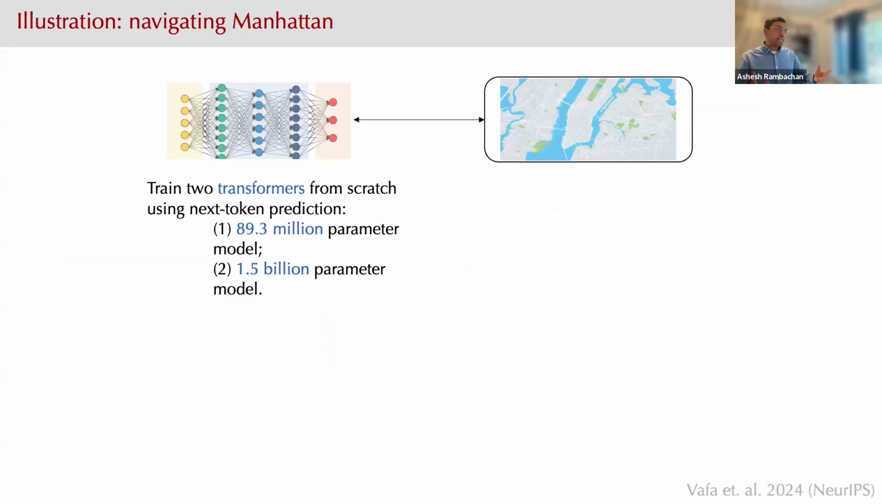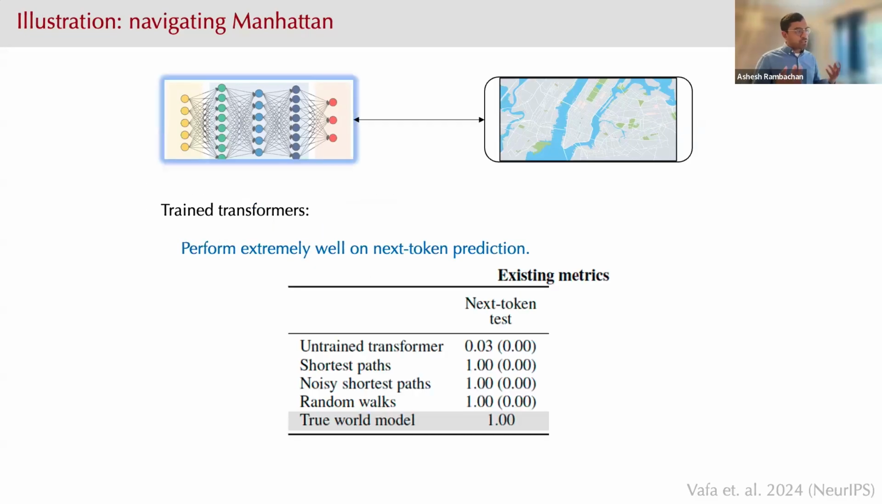Then once we have this data set of sequences of taxi rides in New York, we can train transformers from scratch using next token prediction. So we trained a 90 million parameter model and a model with 1.5 billion parameters. And these resulting transformers do extraordinarily well on next token prediction. If on some held out set of sequences that they've not been trained on, we just evaluate whether the next token generated is correct or not, they appear to do fantastically.